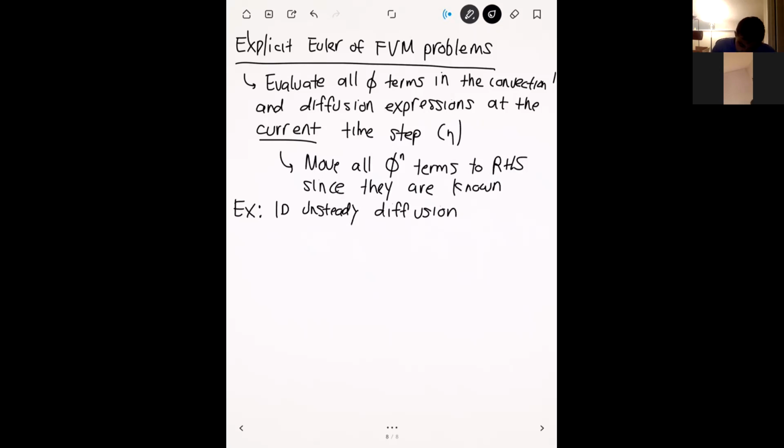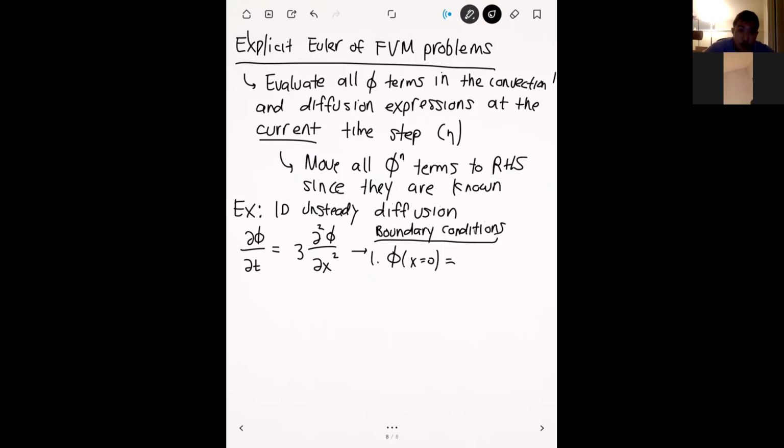All right. And so in this example, what we have is partial phi partial t is equal to 3 partial squared phi partial x squared. Since this is a 1D problem, we just need 2 boundary conditions. Our first boundary condition, we'll have vary with time: phi at x equals 0 is equal to cosine of pi t. And then 2, we have d phi dt at x equals 1 is going to be cosine of pi t over 2.